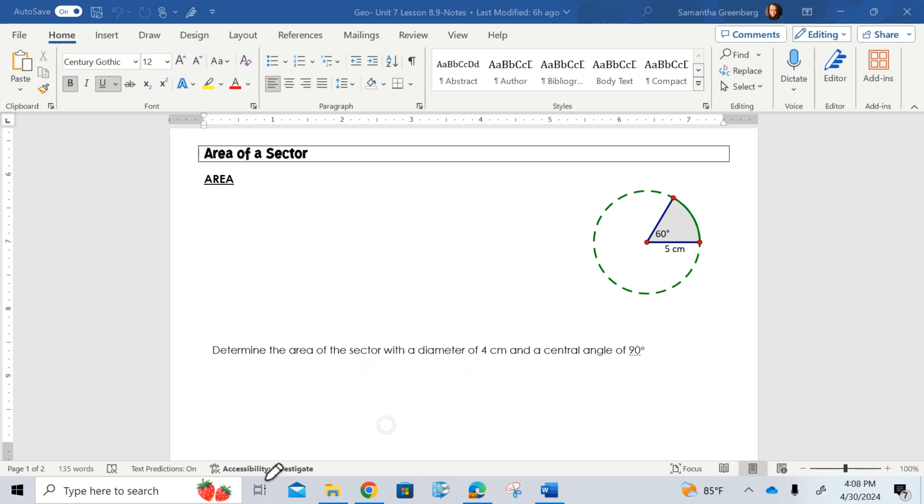So 90 out of 360, yesterday you learned that was 1/4 of our circle. So 1/4, 2 squared is 4, pi. Well, 1/4 times 4 is just 1, so our area ends up being just pi square centimeters.